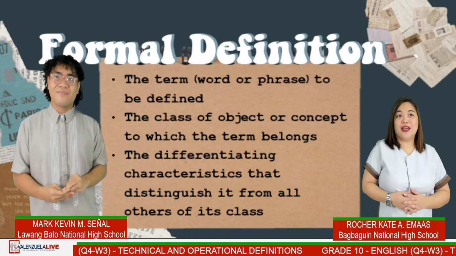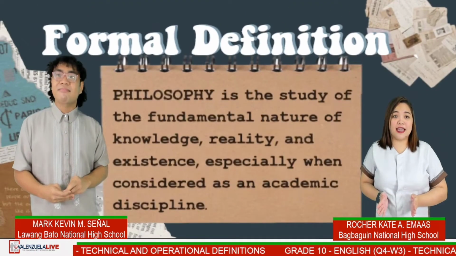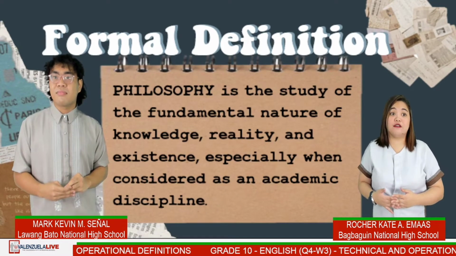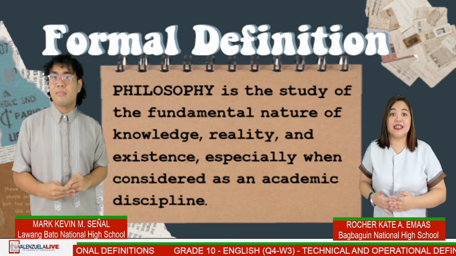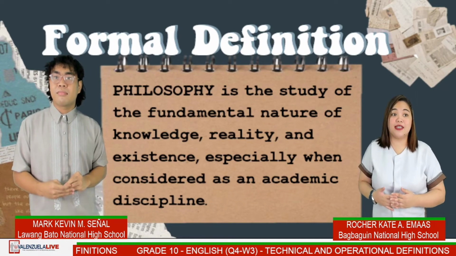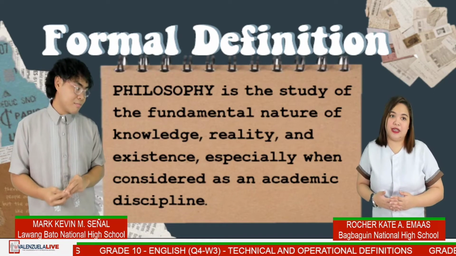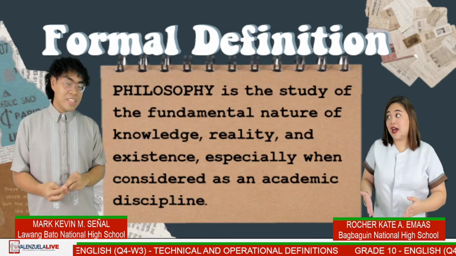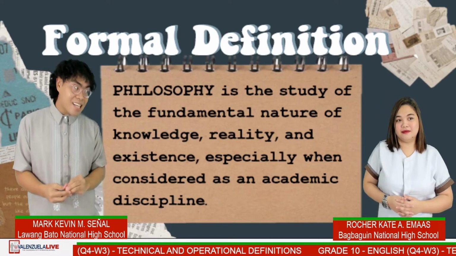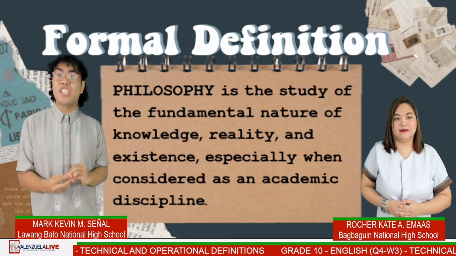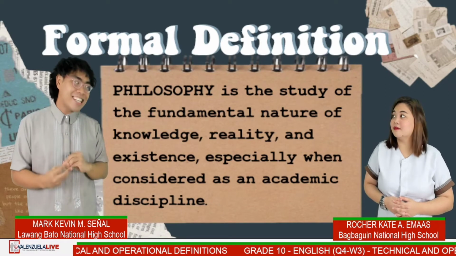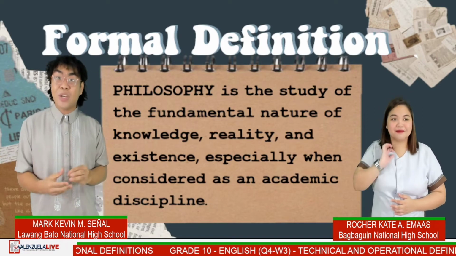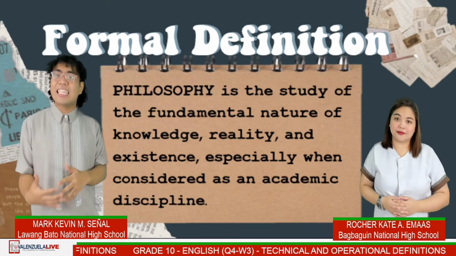Let us give you an example. In here it says, philosophy is the study of the fundamental nature of knowledge, reality, and existence, especially when considered as an academic discipline. As you notice, it started with the word philosophy being defined. Then it was followed by its class, a study or body of knowledge, and its distinct role in academic discipline.